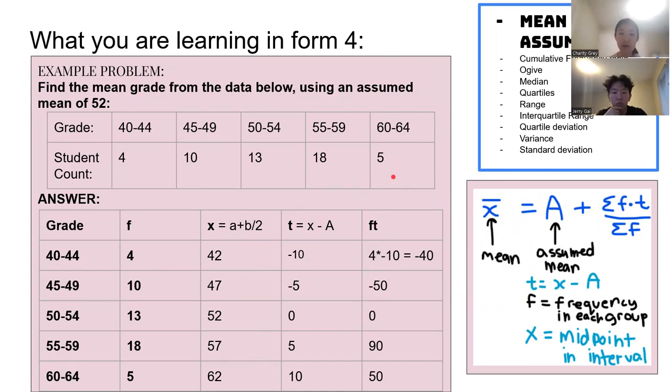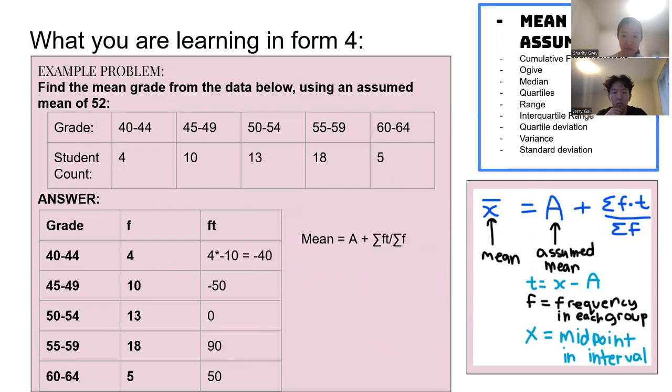Awesome. Now let's go through the final step of the solution. So I got rid of the other columns that we don't need except for the columns of f and ft. So we have our formula here. Mean is assumed mean plus summation of f times t divided by summation of f. So we know that we can just add all these numbers here.